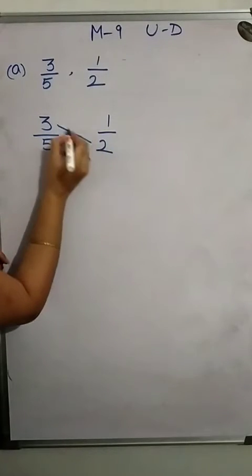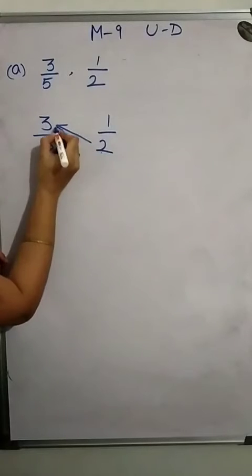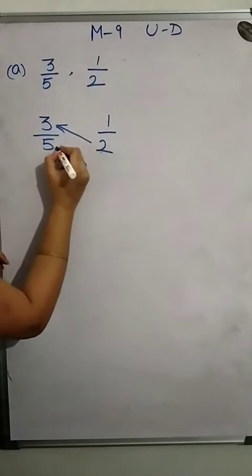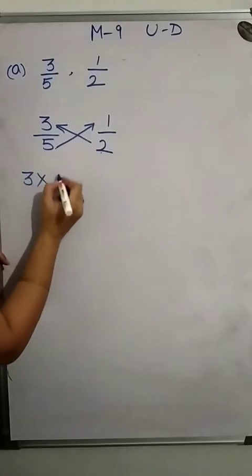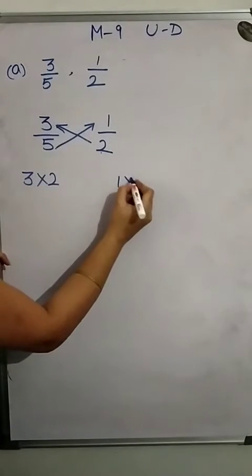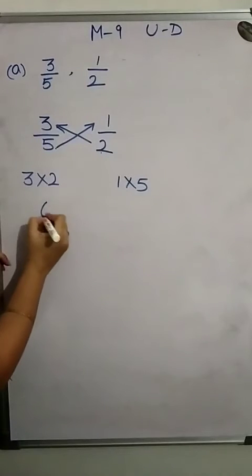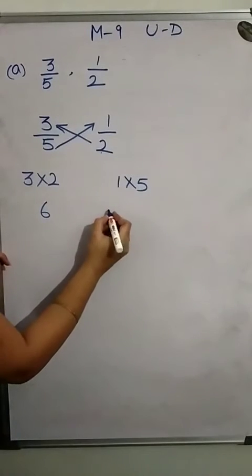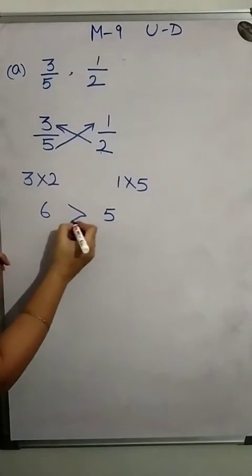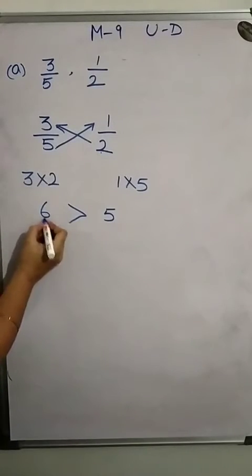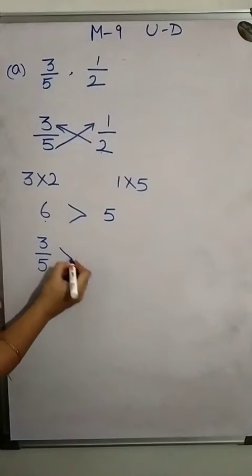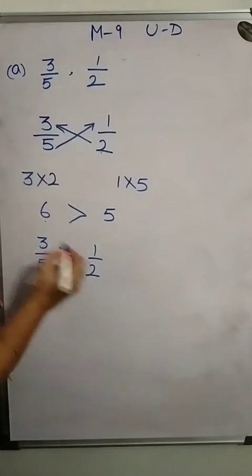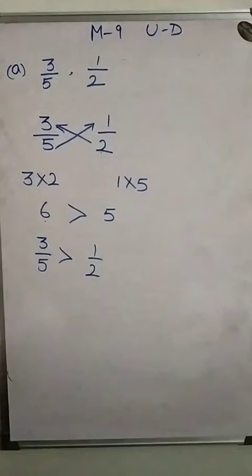Cross multiplication means this 2 goes here and this 5 goes to this side. Then 3 into 5, and 1 into 2. 3 fives are 15 and 1 into 2 is 2. So which one is more? 15 is more. It means 3 by 5 is greater than 1 by 2. This is the way to compare fractions by cross multiplication.